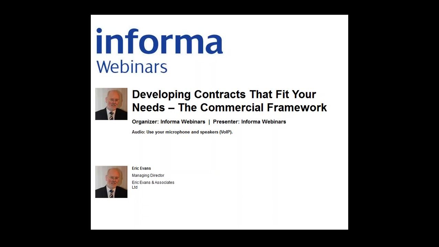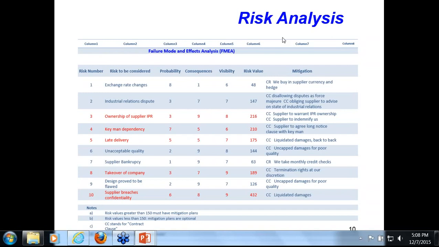We try to identify the consequences of things going wrong, in terms of how serious they are. We then spend a bit of time looking at how much notice we would get of these things actually going wrong, so the visibility. And the risk value column is where we multiply the probability of something going wrong by how serious it is, by how much visibility, how much notice, we would get if this thing does go wrong.